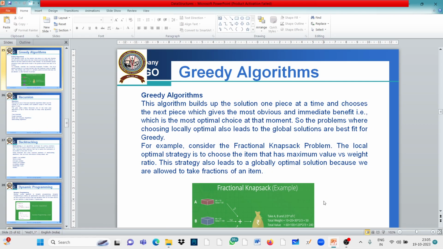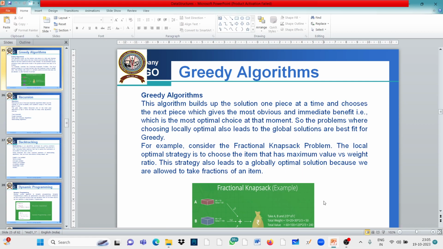Then we have some other algorithm like the greedy algorithm. The greedy algorithm builds up the solution one piece at a time and chooses the next piece which gives the most obvious and immediate benefit, that is, which is the most optimal choice at that moment. So the problem where choosing locally optimum also leads to a global solution is the best fit for the greedy.